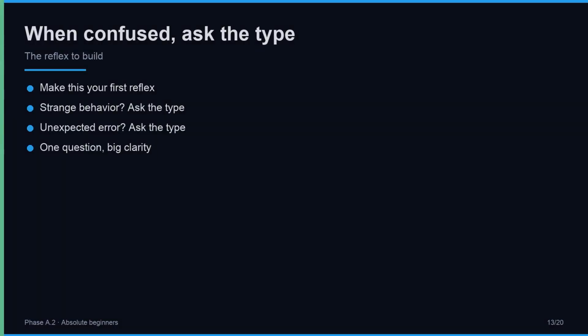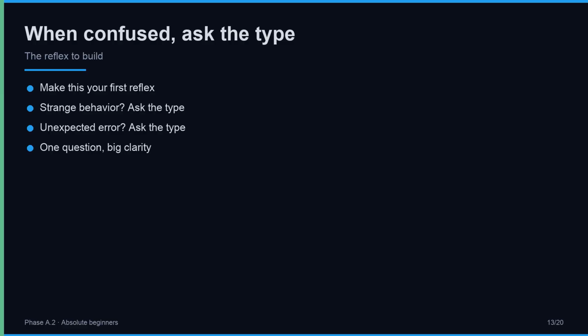Here is the habit I want you to build. Whenever something behaves strangely, before you change a single line of code, ask type. Strange behavior, ask the type. Unexpected error, ask the type. Operation that worked yesterday but fails today, ask the type. It is one short question, and it very often explains everything. Experienced programmers ask it dozens of times a day. There is no shame in asking. It is the smart first move, every time.